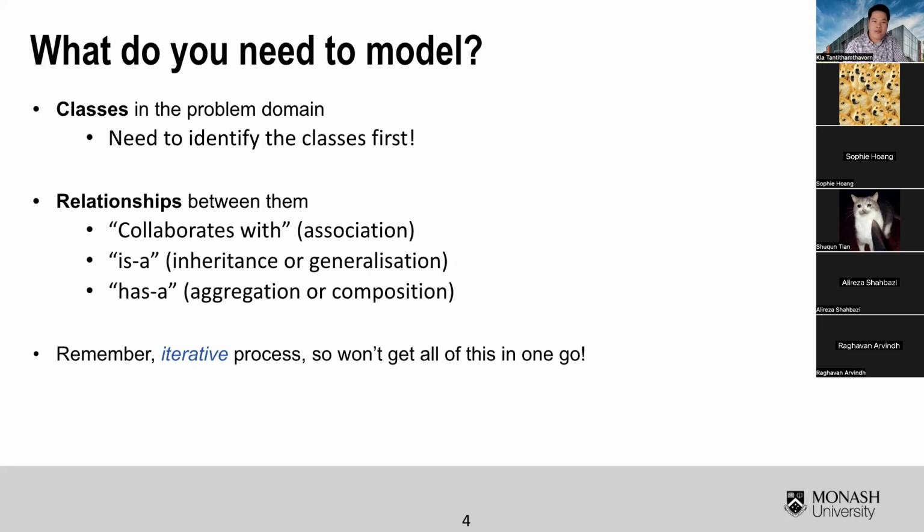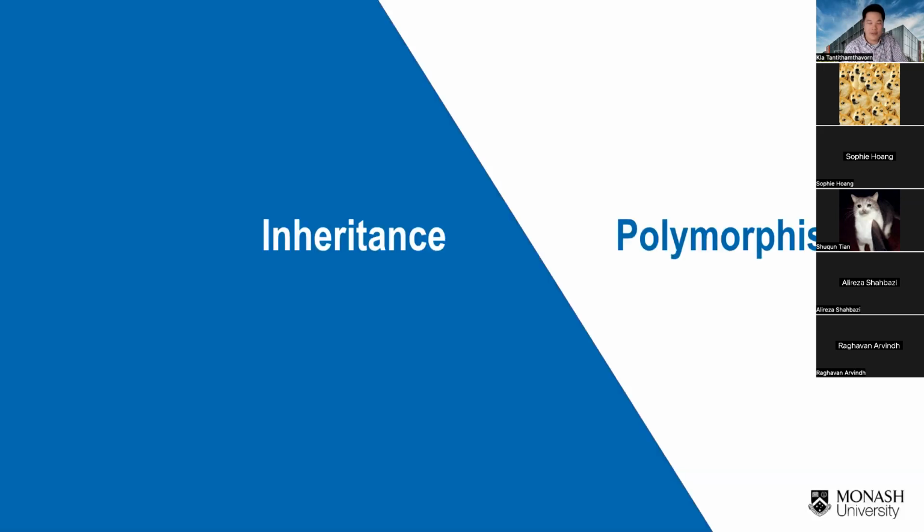And I would like to emphasize that this is an iterative process. Drawing a class diagram should not be a perfect one in one go. You know, it needs some iteration. You need to keep refining it, improving it. So we do not expect to get everything right at the first round.